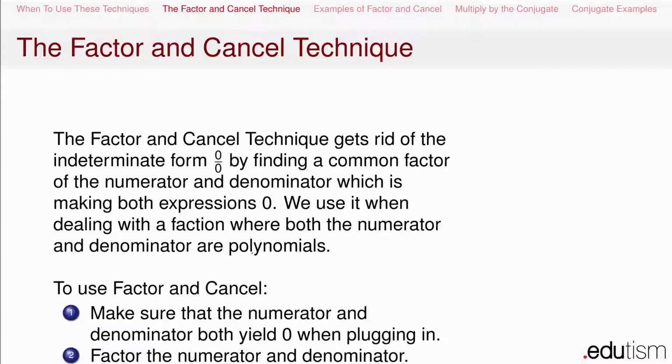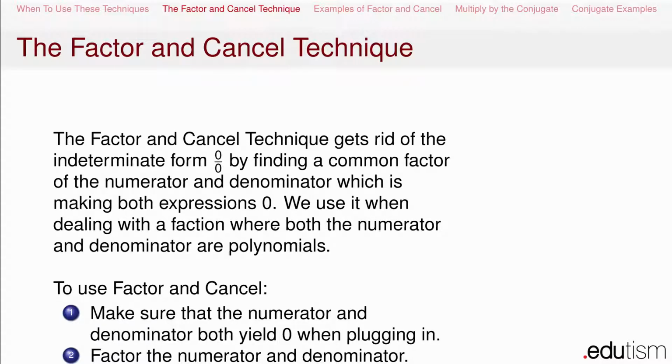The first technique in this lesson is the factor and cancel technique. The factor and cancel technique gets rid of an indeterminate form that looks like 0 over 0 by finding a common factor of the numerator and denominator, which makes both expressions 0. The idea is we factor the numerator, factor the denominator, find something which cancels.